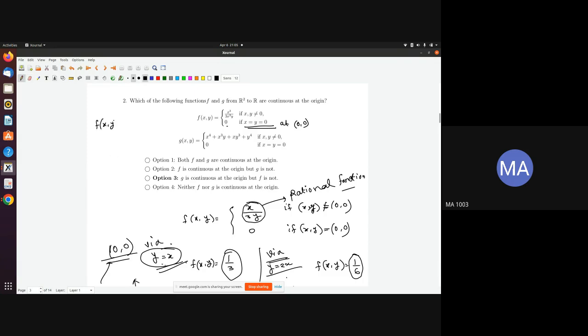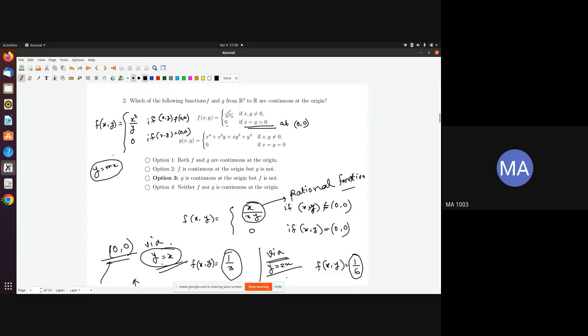f(x, y) equals x square by y if (x, y) is not origin, and 0 if (x, y) is origin. Now if you take any straight line y equal to mx, and approach (0, 0), what is your limiting value? So it would be 0. It is 0, right?